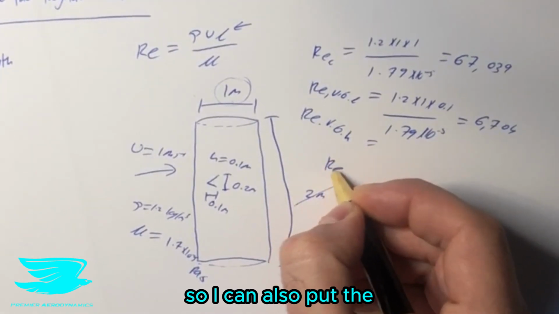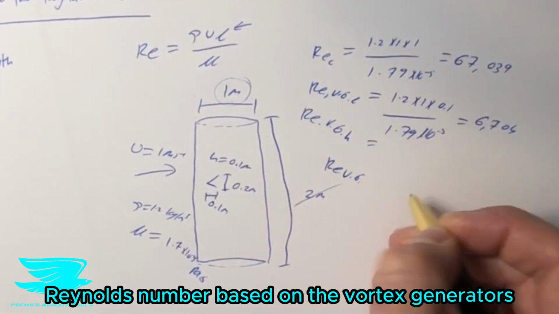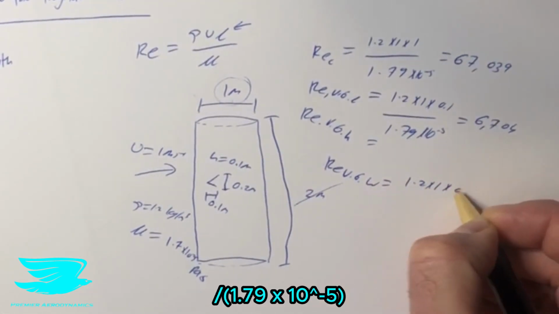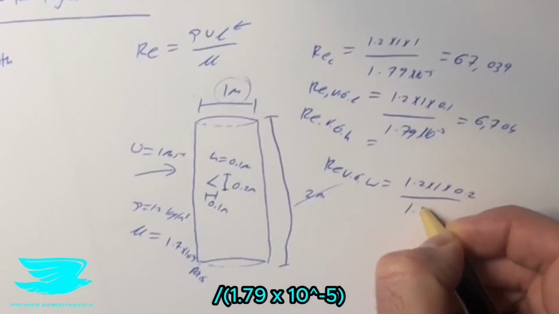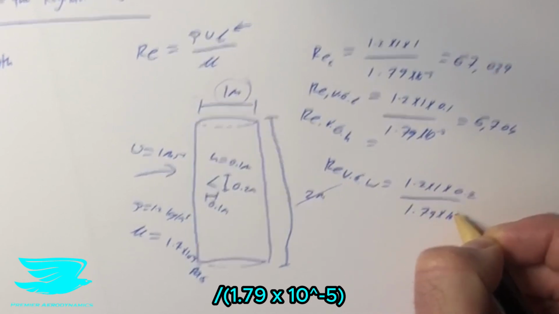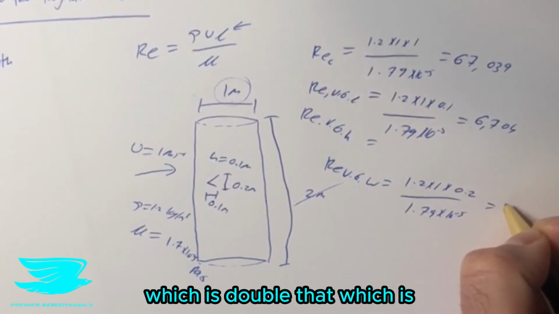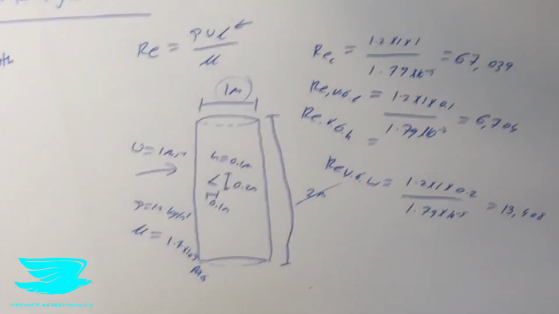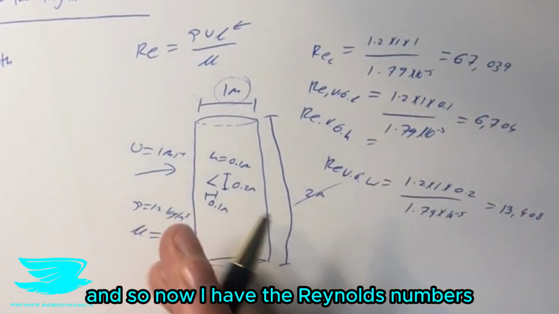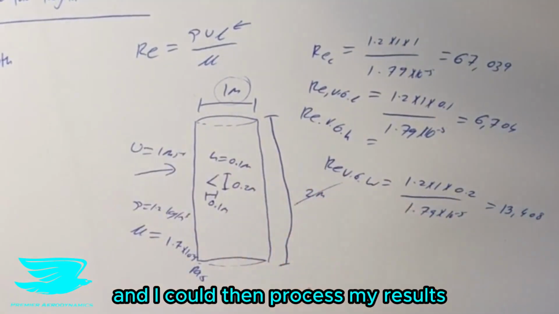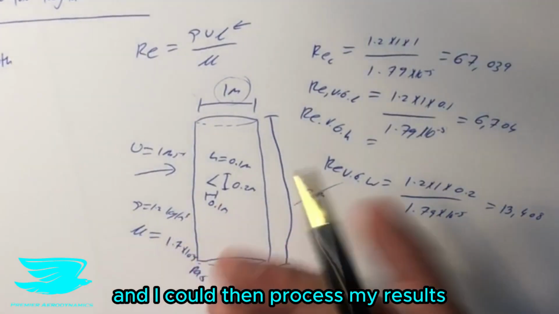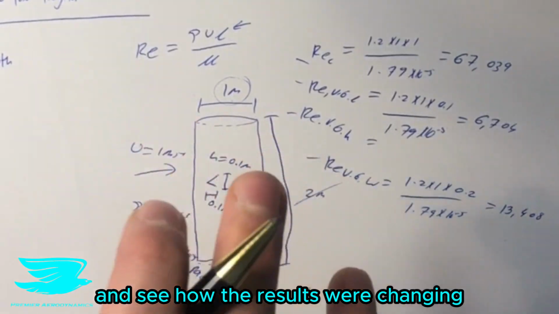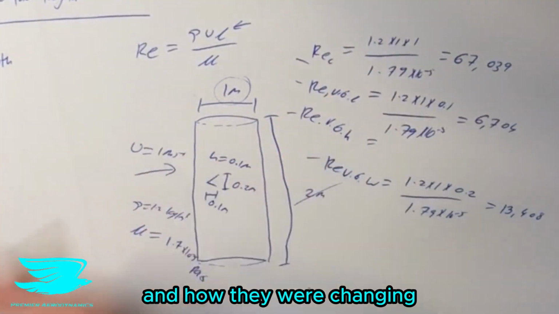So I can also put the Reynolds number based on the vortex generator's width and put it here as 1.2 times 1 times 0.2 divided by 1.79 times 10 to the minus 5, which is double that, which is 13,408. And so now I have the Reynolds numbers based on these different parameters, and I could then process my results, look at each one of these Reynolds numbers, and see how the results were changing based on them.